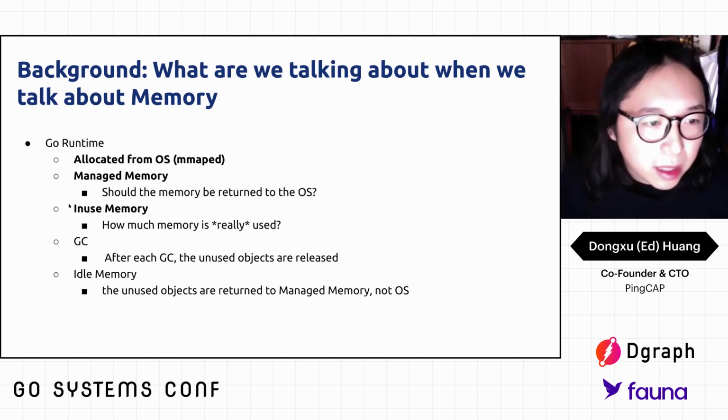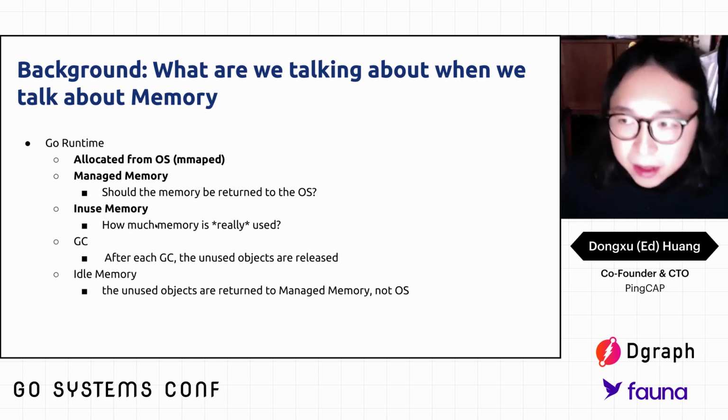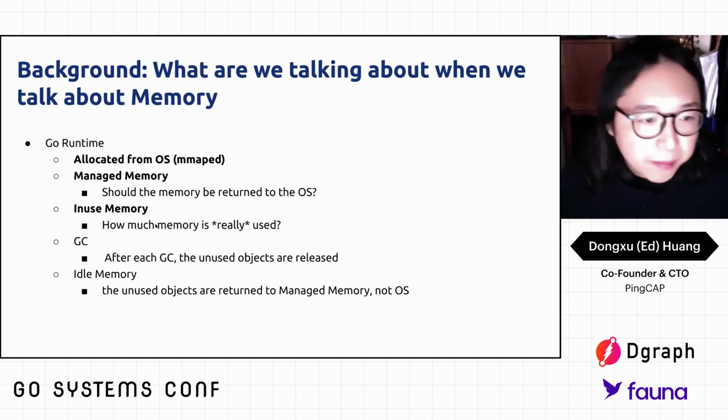And the third one is the memory we actually have in use. That is very easy to understand. Okay.